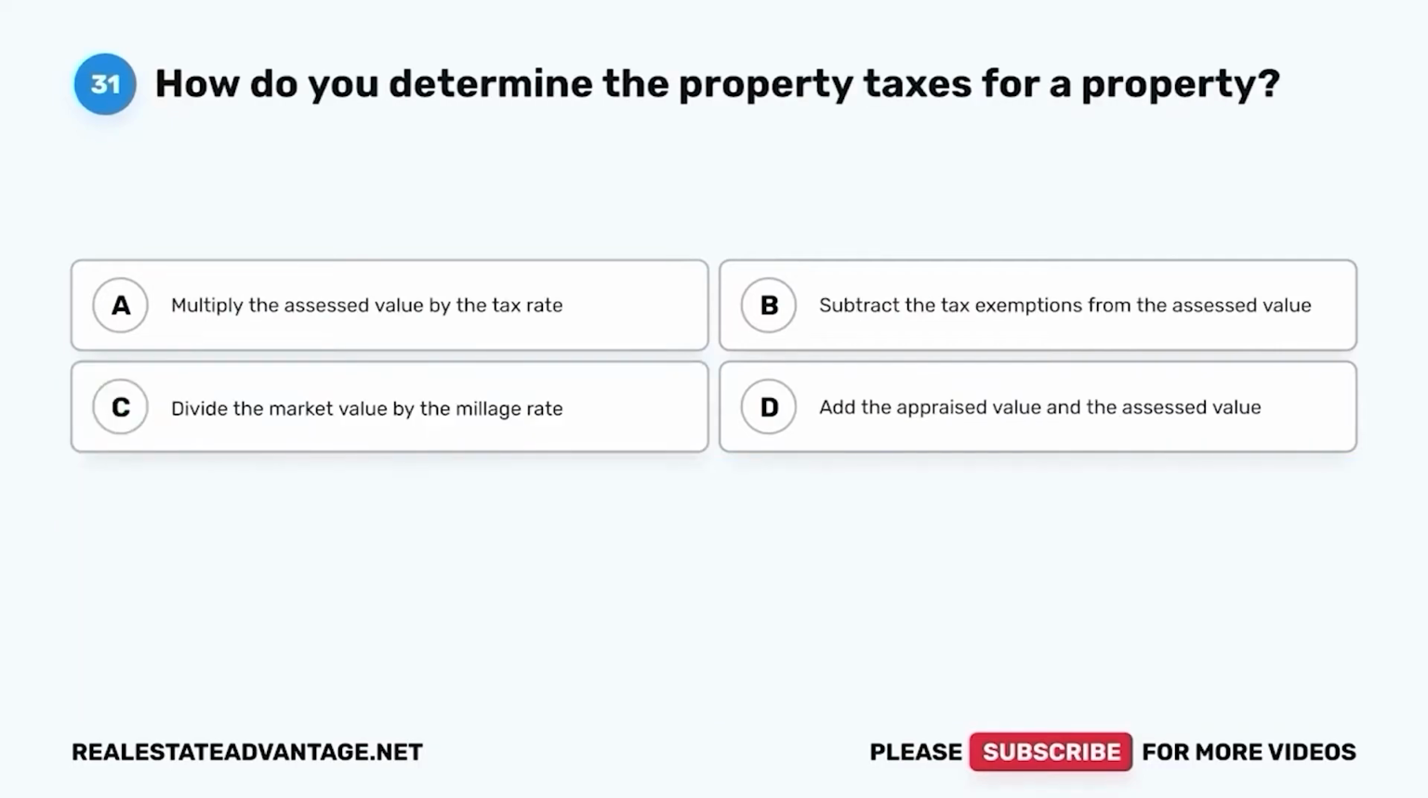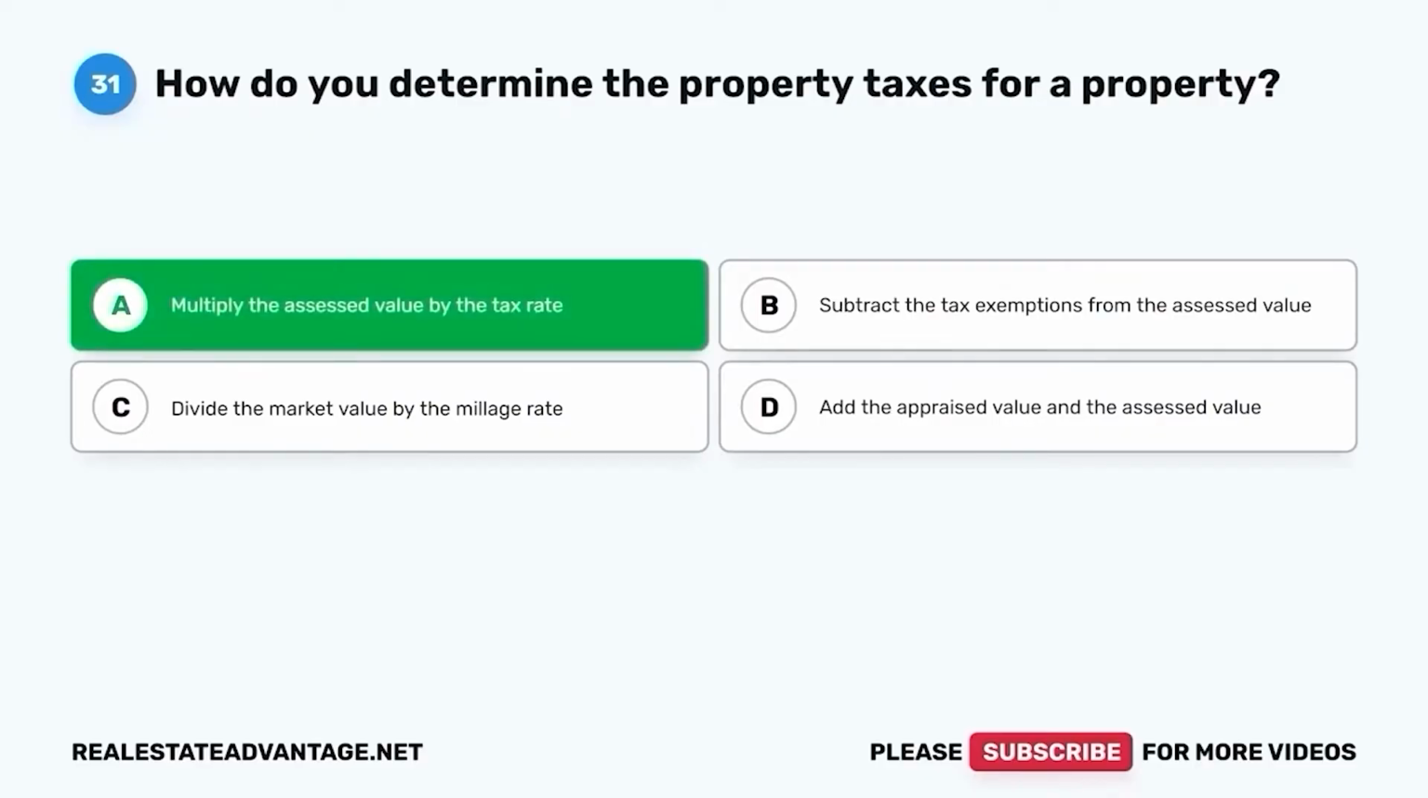Question 31. How do you determine the property taxes for a property? A. Multiply the assessed value by the tax rate. B. Subtract the tax exemptions from the assessed value. C. Divide the market value by the millage rate. D. Add the appraised value and the assessed value. The correct answer is A.